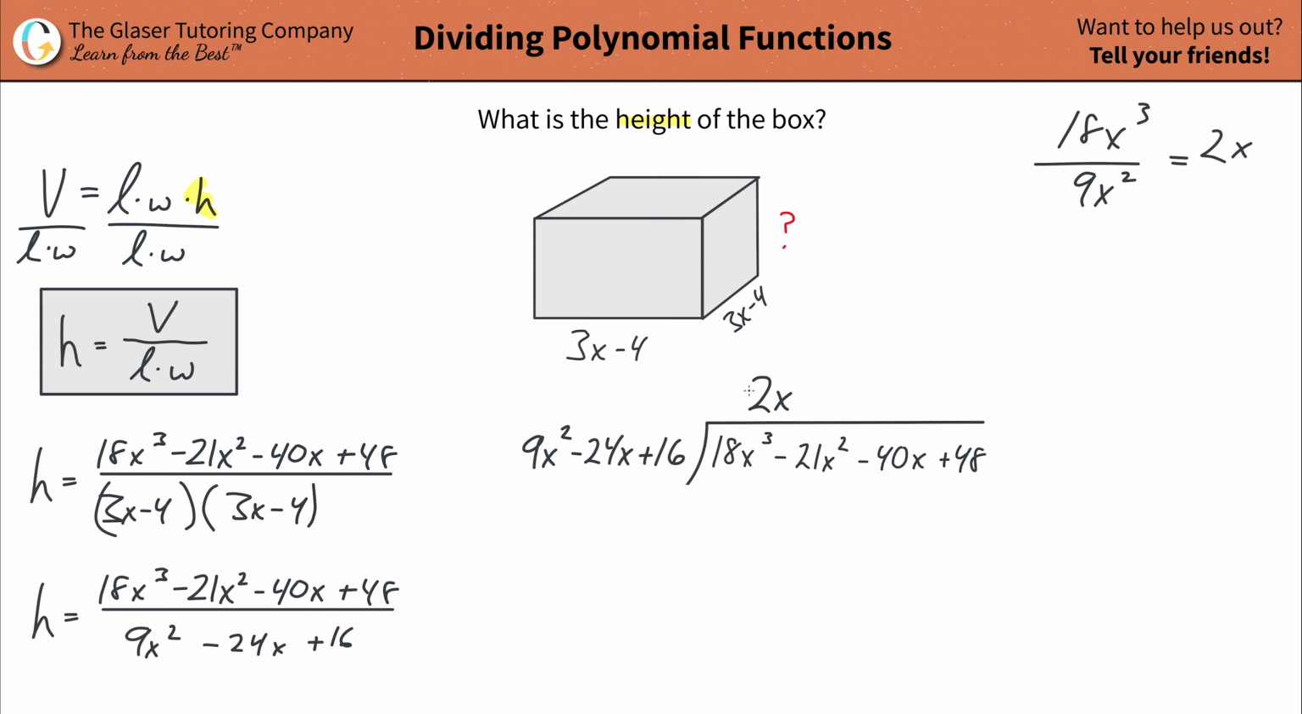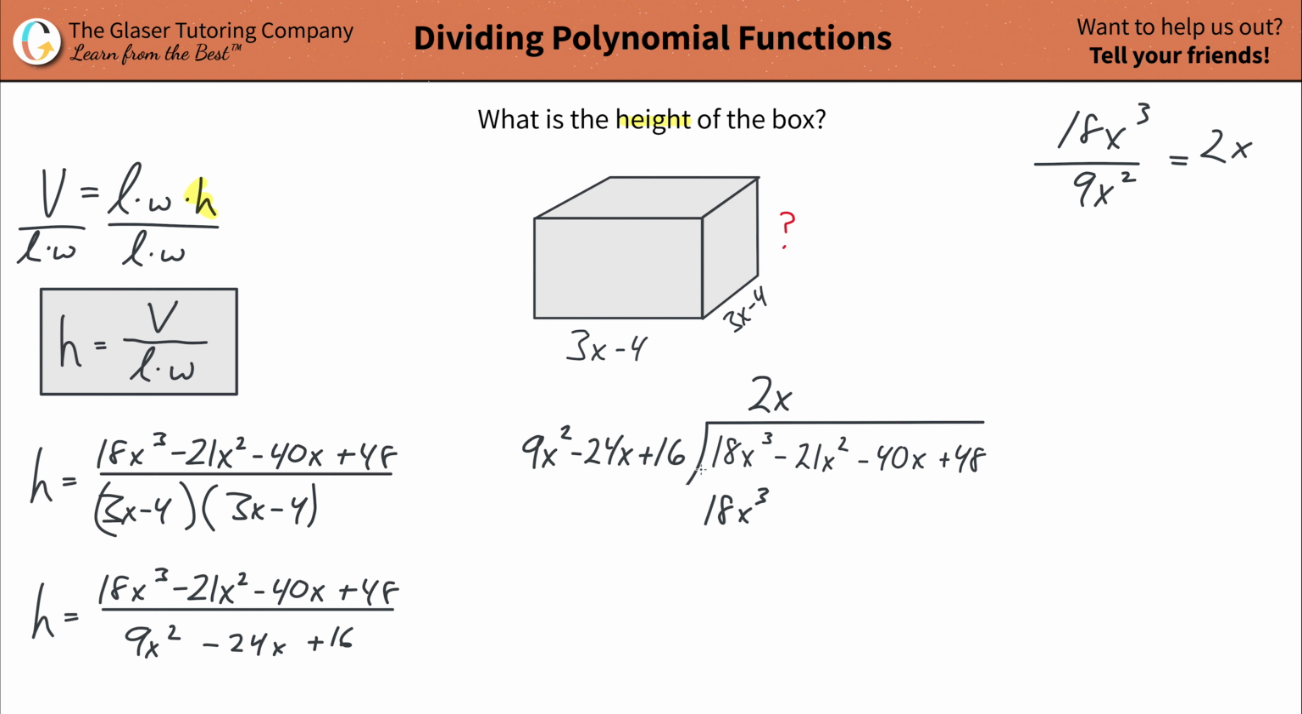All right, so what you now do is you're going to take this quotient value of 2x, put it on the top of your long division symbol, and then we take this term and multiply it into each term of your divisor. So we do 2x multiplied by the 9x squared, and if you did this correctly, it should work out to be 18x cubed.